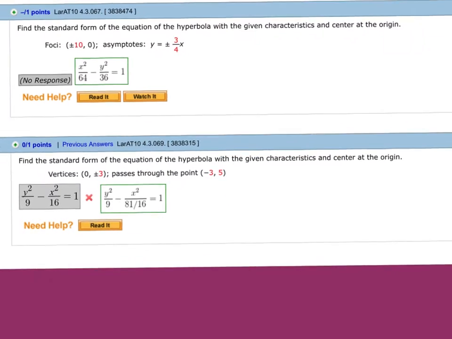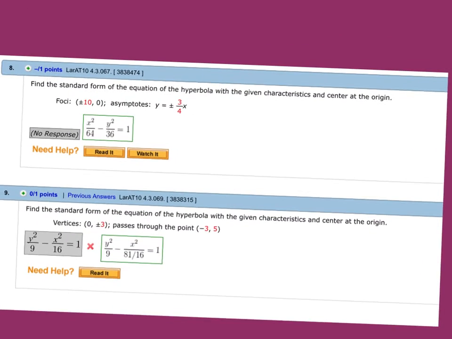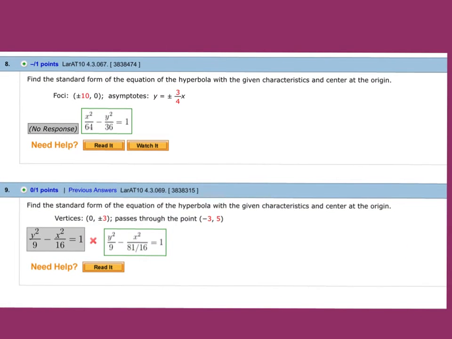Okay, this one, Sophia's. So the first one, which is the one a lot of you guys had questions on, like 8. So the foci is plus and minus 10. So I went right 10, left 10. That tells me it's horizontal. So x squared minus y squared. It tells me the center is 0, 0. And it tells me C is 10.